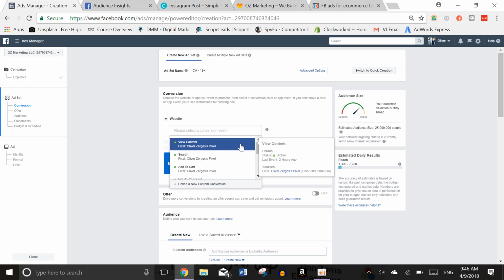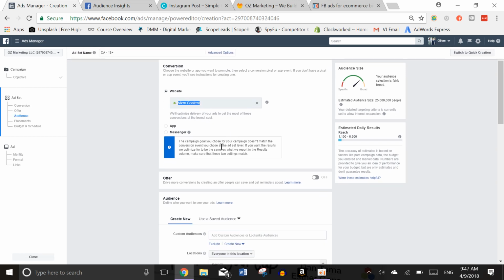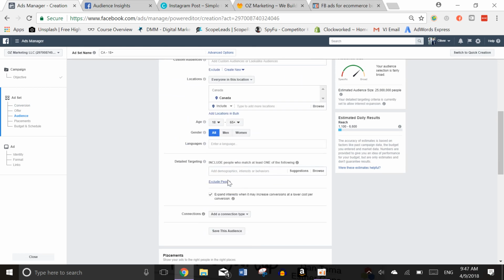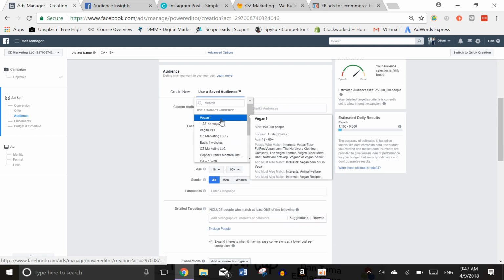So first, I would suggest do a view content, okay? Because you ran the engagement ad with a link to your website. There are at least 300 people that view your website, and now you could view content, if that makes sense. So select view content, put in the same audience that we did. So it was vegan one.